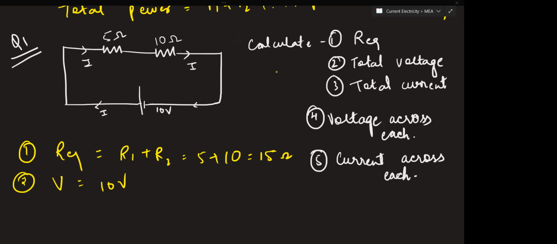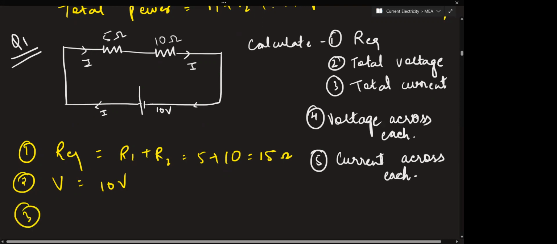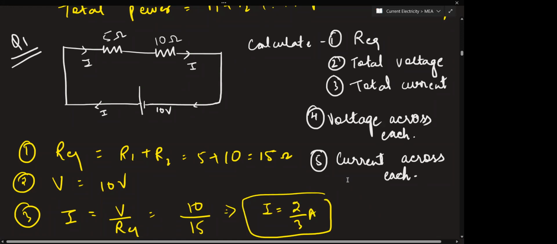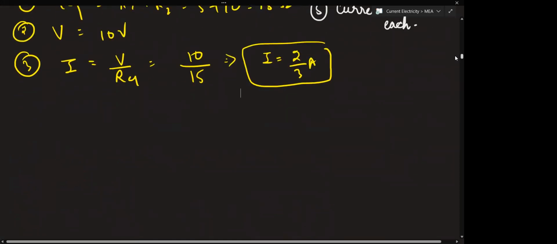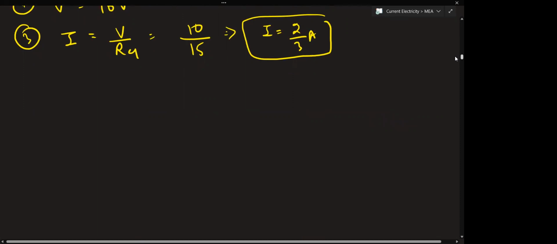Correct. So third answer, you have to find out the total current. So total current will be what? Total current will be V divided by R equivalent. Voltage is 10, R equivalent is 15. So if you reduce it, current will be 2 by 3 amperes. This will be the current. And since it's series combination, current across each will remain the same. Now the fourth part was what? Voltage across each. So V1 will be IR1, V2 will be IR2. So I is 2 by 3, R1 is 5.